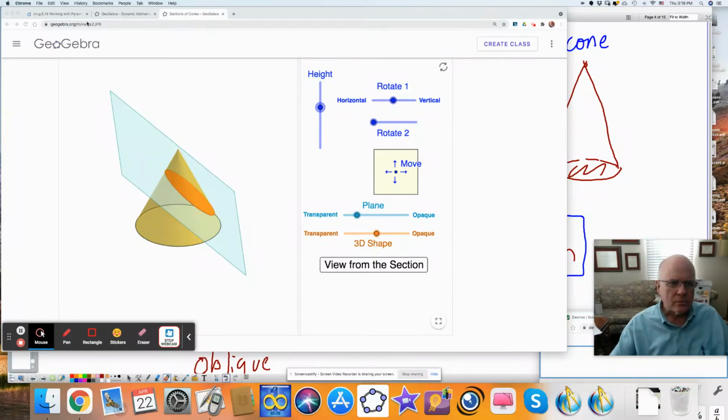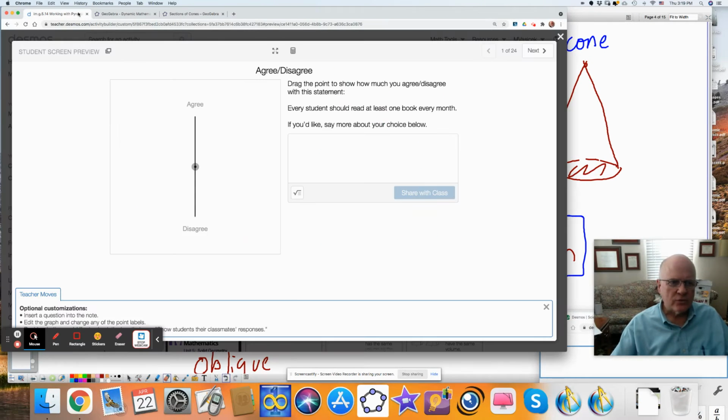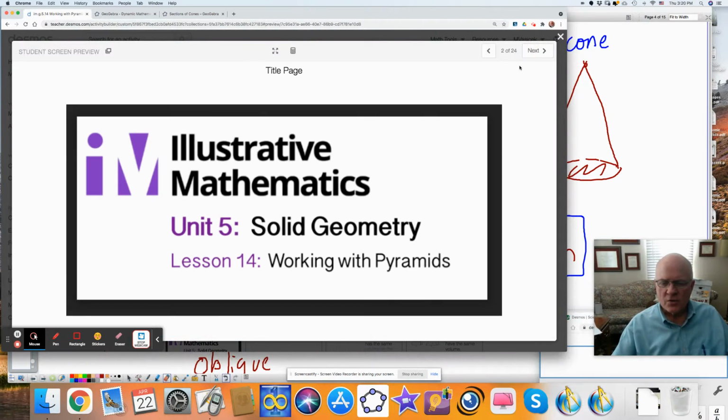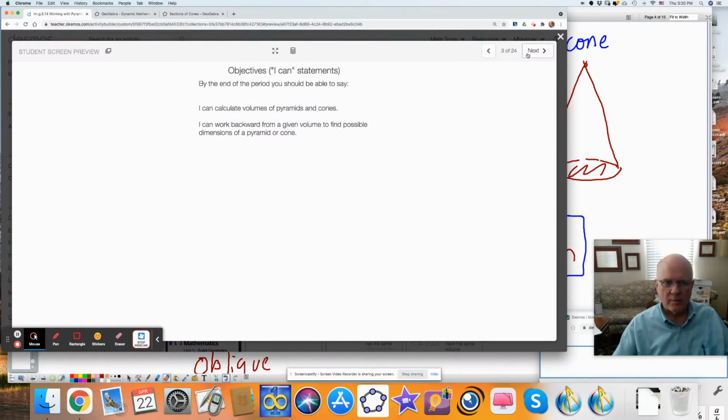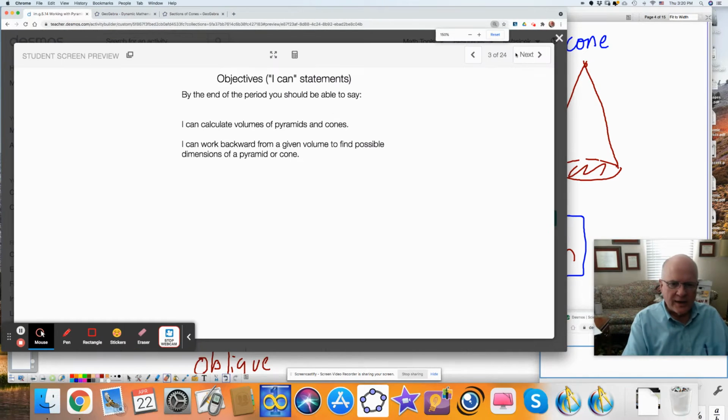So in the Desmos, we started off by just answering a question. This is from the Illustrative Mathematics, Unit 5, Solid Geometry, and working with pyramids. That's what our big idea is. By the end of the class, you should be able to say, I can calculate the volumes of pyramids and cones, and given the volume of a pyramid or cone, I can work the formula backwards to find the missing dimension, either the height or the radius or whatever is missing.